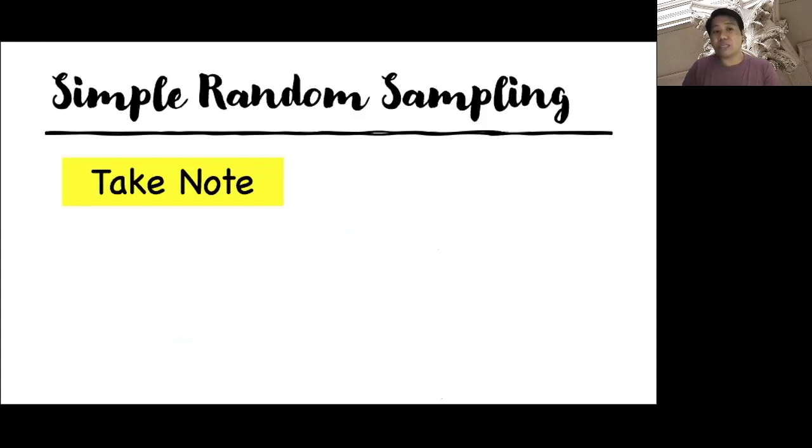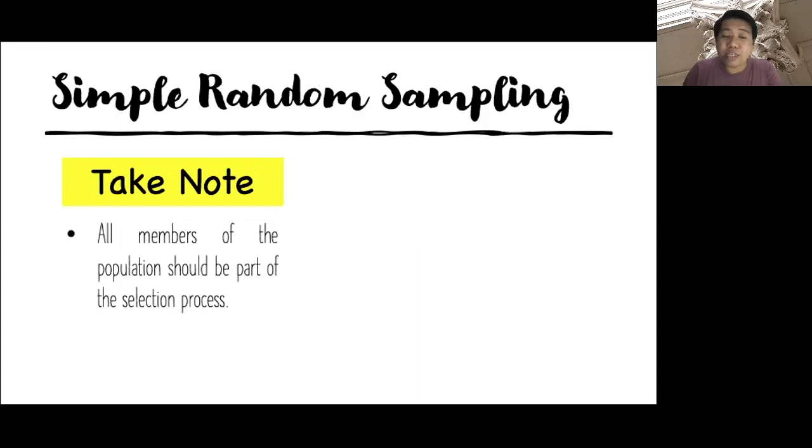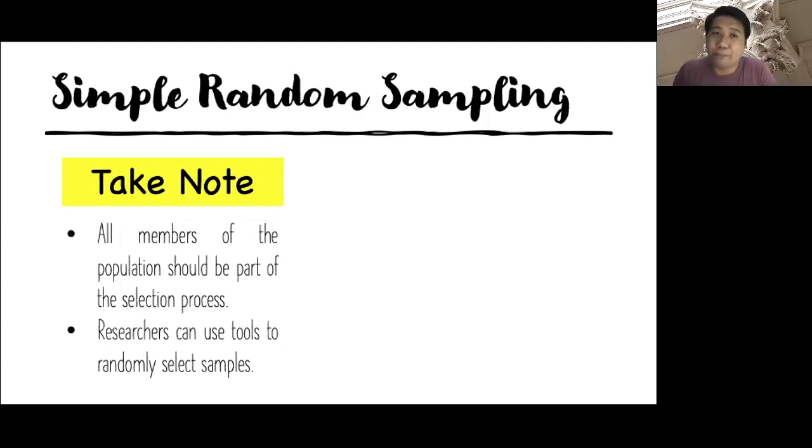Unahin natin itong simple random sampling. Please take note of this. All members of the population should be part of the selection process. And researchers can use tools to randomly select samples. Kaya nga po, simple random sampling technique kung tawagin ito dahil mamimili lang tayo randomly sa population.